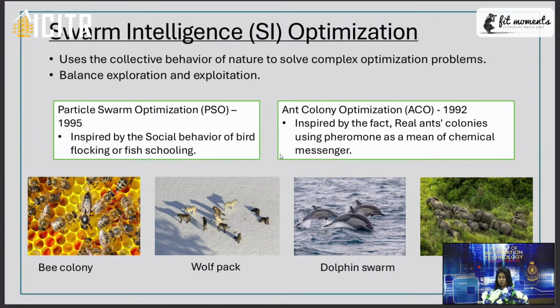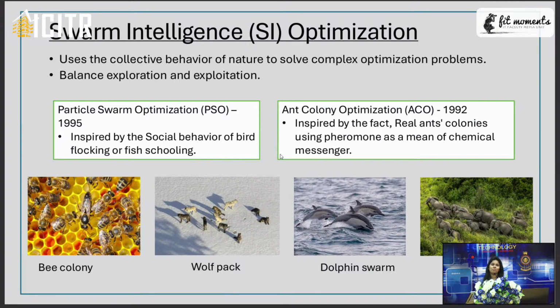Why do we use these algorithms? There are many real-world application problems, complex optimization problems, that we cannot solve very easily. But we have observed that some animals, through collective behaviors like elephant herds, bird flocks, ant colonies, and bee colonies, solve these kinds of problems very easily in their day-to-day life. So we take these strategies into algorithms and develop algorithms to solve complex optimization problems.